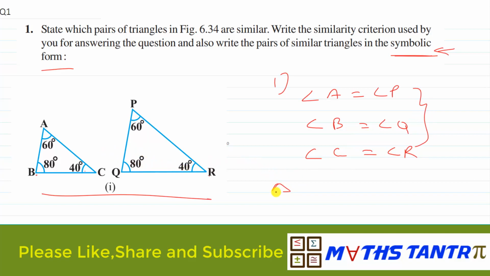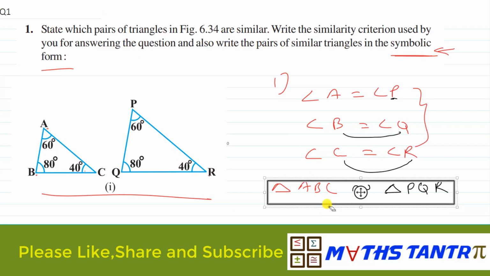We know that. So first, while writing it in symbolic form, I will name the first triangle as ABC, similar to triangle. Now A is equal to P, so the first name should start with P. The second alphabet B is equal to Q, so the second should be Q. Third is C, so C is equal to R. That is PQR. So in this way you have to name any triangle if they are similar. Getting it? So this was the answer of our first question.